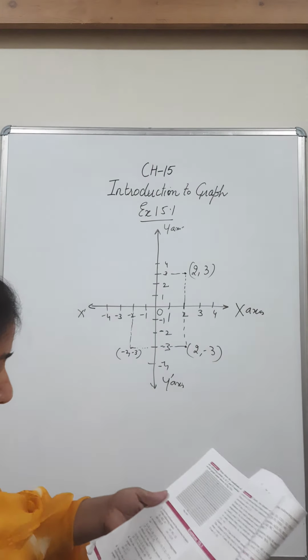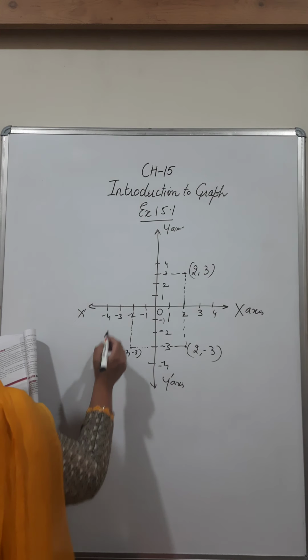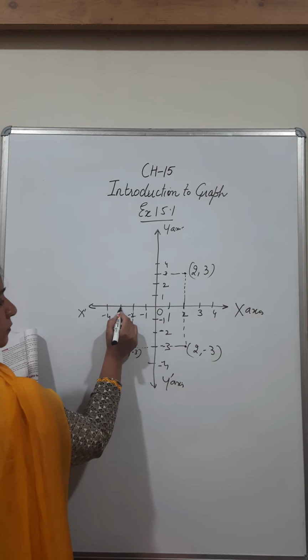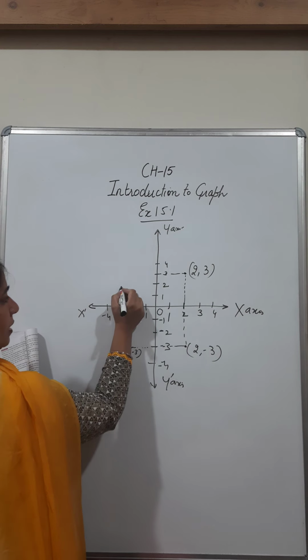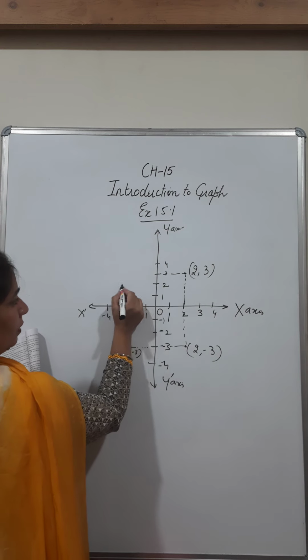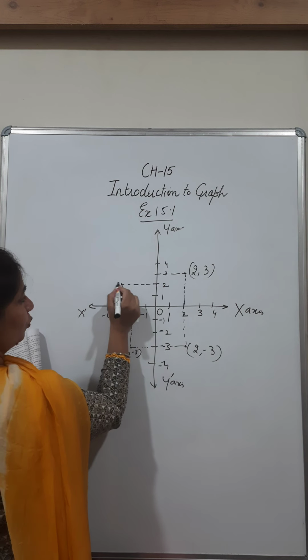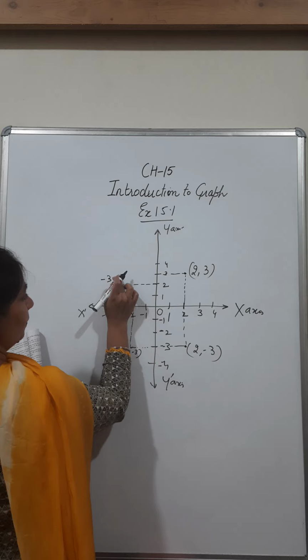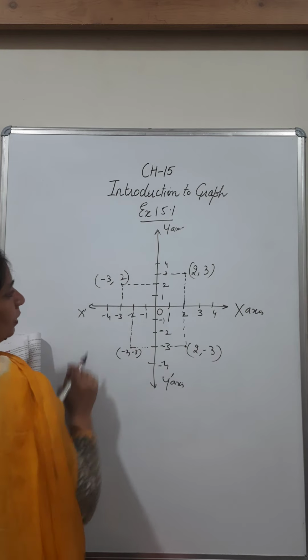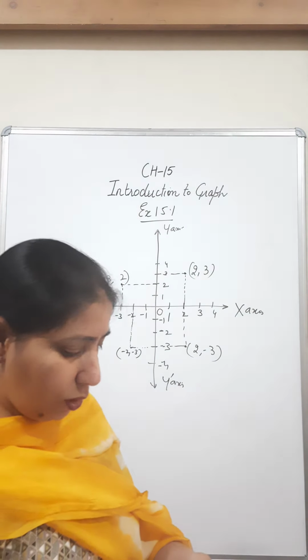And if it is -3, 2, so if -3 is here, first the negative -3, from here you take 2, here, from here 2 has come. So the point where -3 and 2 meet, this point is your -3, 2. Hope it is clear to you all.